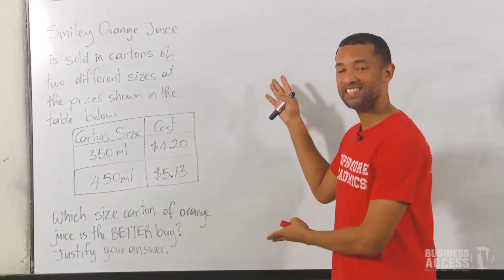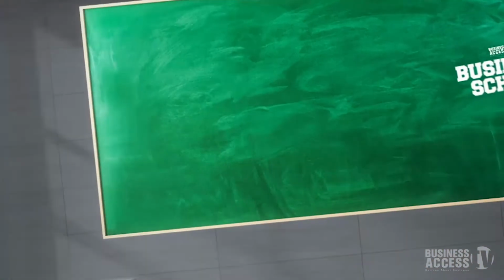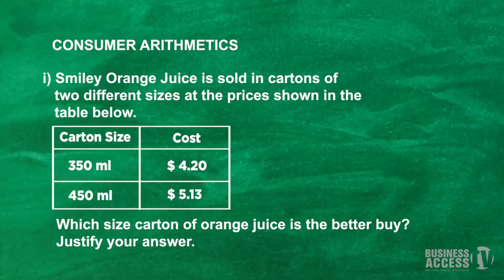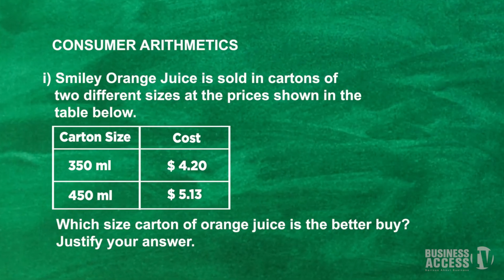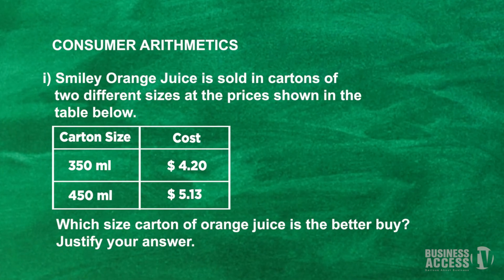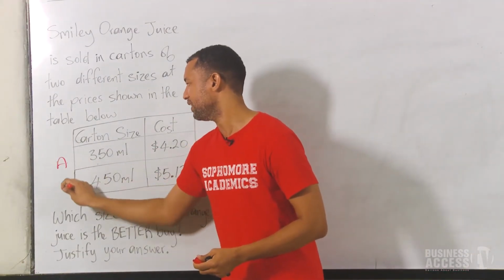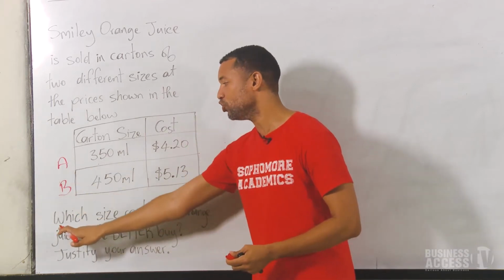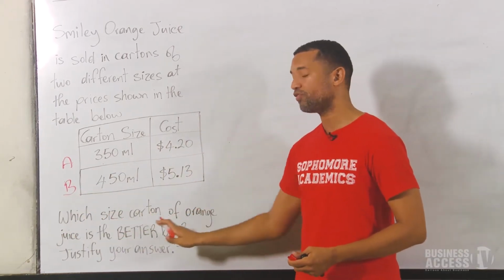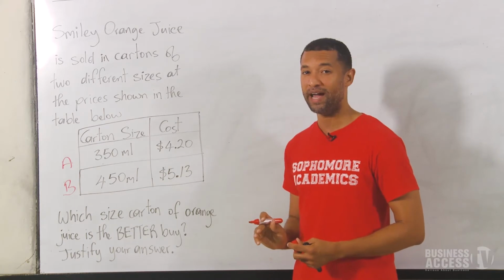Here we are at the second question. It says, Smiley orange juice is sold in cartons of 2 different sizes. The price is shown below. So we have 2 different sizes. Let me just call them A and B, just for reference sake. Guys, they want to know which size box of orange juice is the better buy.